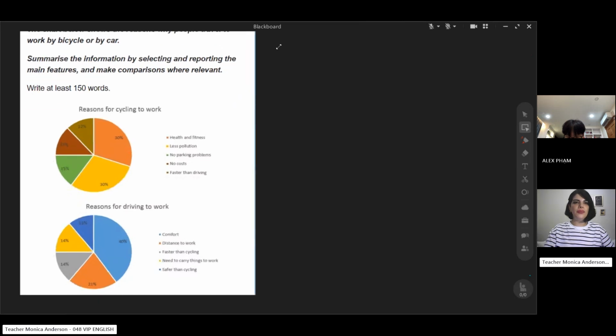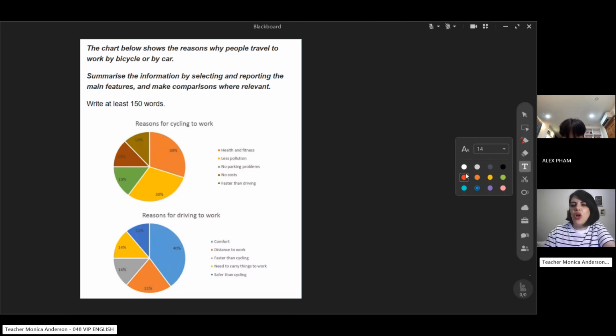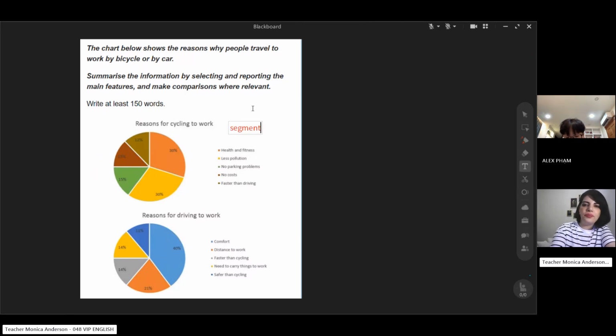Okay, well, look, as you can see, this is a pie chart. A pie chart consists of some segments. So each part is called one segment. So we need to write about this segment. We need to compare. Look at these two pie charts. As you can see, reasons for cycling to work, reasons for driving to work.